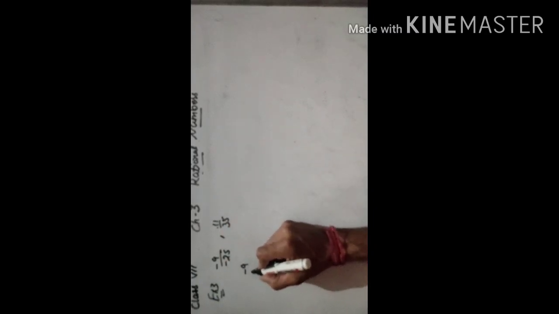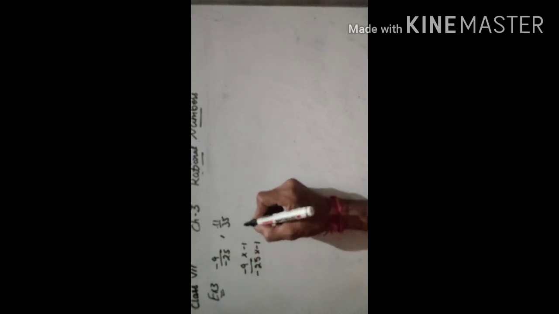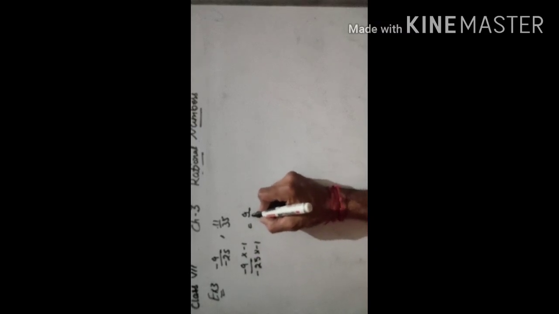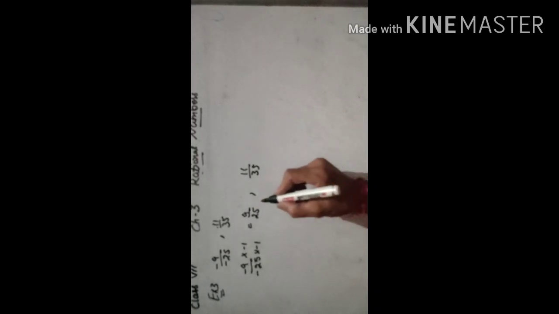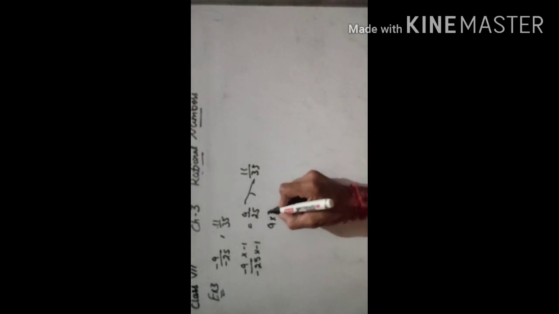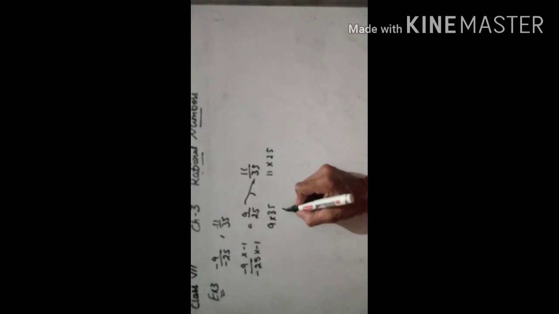Now next, the third part is -9/-25 and 11/35. First we have to make the denominator positive, so it becomes 9/25. Next is 11/35. Now you can cross multiply also: 9 into 35 and 11 into 25. 315.